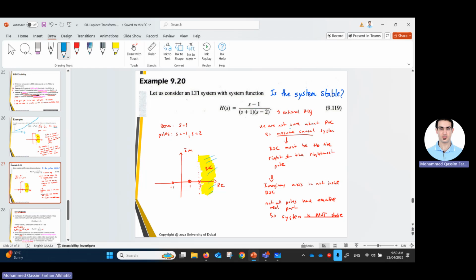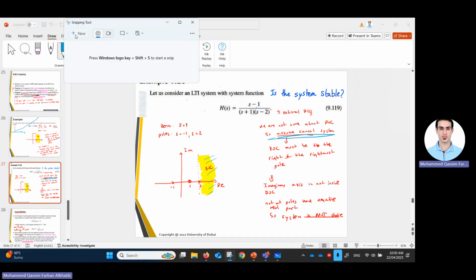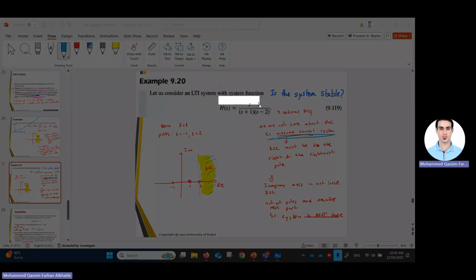So here, let's say we're not sure about the ROC, so assume a causal system. So the region of convergence must be to the right. You know what? Let's do the analysis. Let's not jump to a conclusion. We need to find the inverse Laplace transform for this. So let me take it. And we can tell actually from the time domain, once we find the inverse here, whether the system is causal or not.